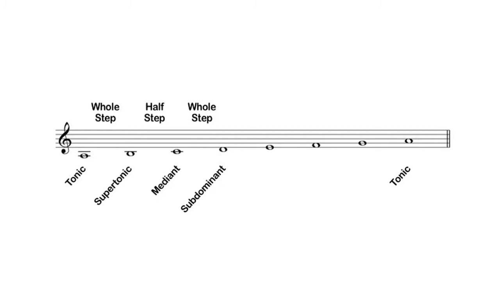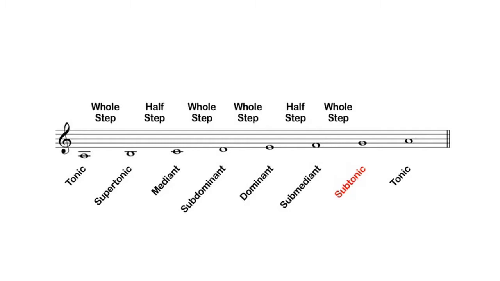We then go up a whole step to get to the subdominant. A whole step above a C is a D. And then we go up another whole step to get to the dominant. A whole step above a D is an E. Our second half step occurs between the dominant and the submediant. From E we go up a half step and we get to F. Now we have a whole step up to what would be the leading tone in a major key, but in the minor key we call it a subtonic. A whole step above an F is a G.